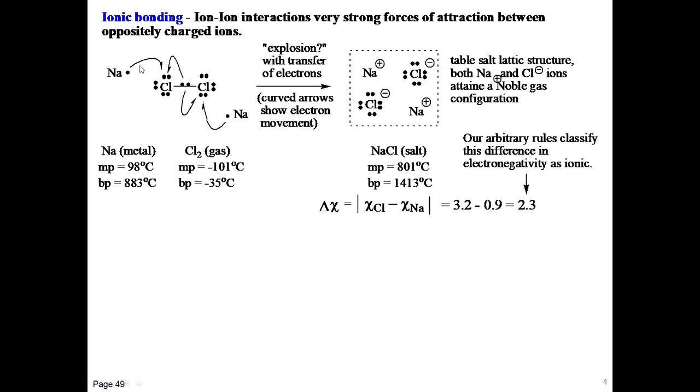So this is basically a thought experiment. It's not something we would really do. If we look at the electronegativity difference between these two, chlorine's pretty electronegative, 3.2, and sodium is pretty electropositive, 0.9, and the difference is 2.3, which according to our rules, anything over 2 is ionic. And remember, if it's ionic, it's going to have a very high boiling point, and probably a high melting point too.